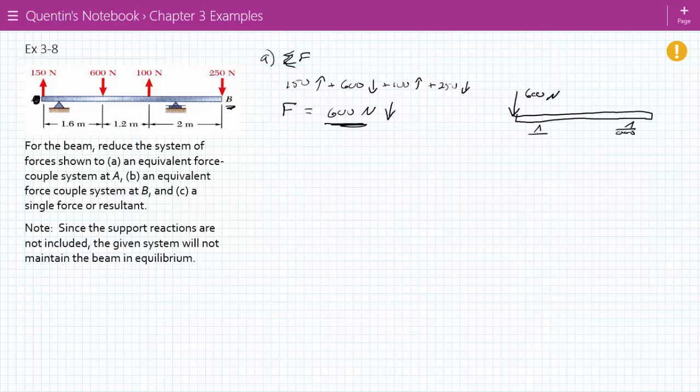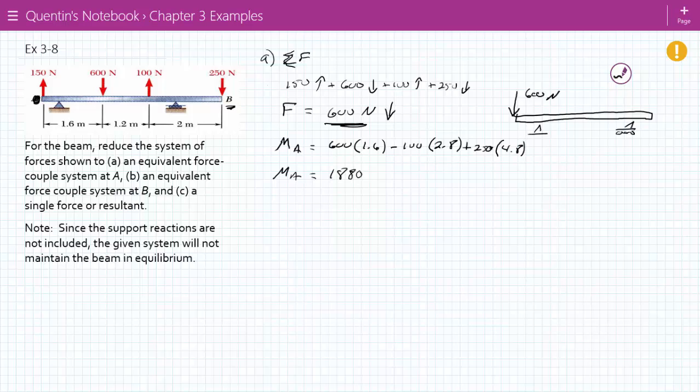So what moment is there? Well, the way we figure that out is we say, what is the moment at A? The 150 passes through A, so there's no moment, but then you have 600 times 1.6, minus 100 times 2.8, plus 250 times 4.8. So the moment at A is 1880.